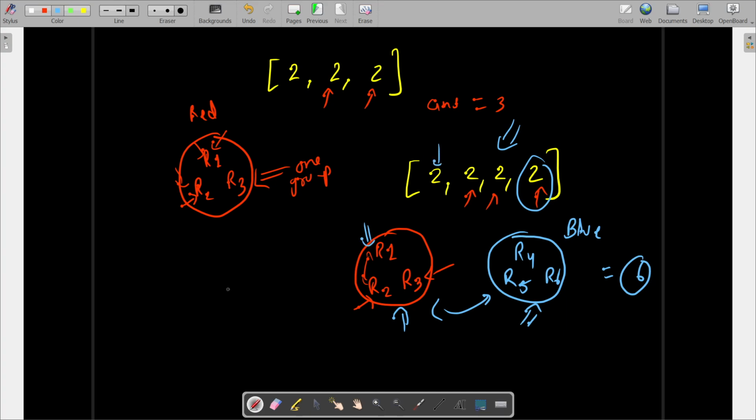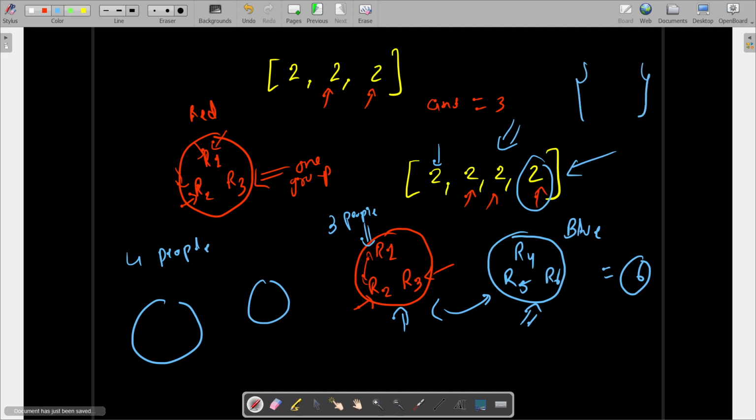So it's like we have 4 elements and we have to group them into the minimum number of groups possible, but in each group we know that there will be three people. In each group there will be 3 people, and in total we are 4 people. So obviously we will need 2 groups. So how will we calculate that 2 here? As I said, we will use the hash map. So 2 occurs 4 times, right?